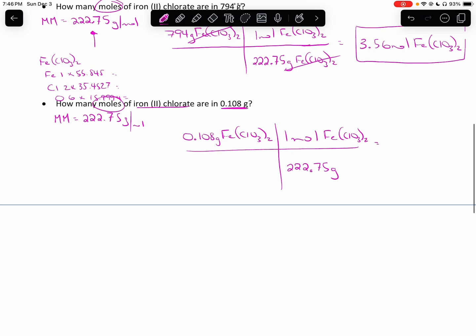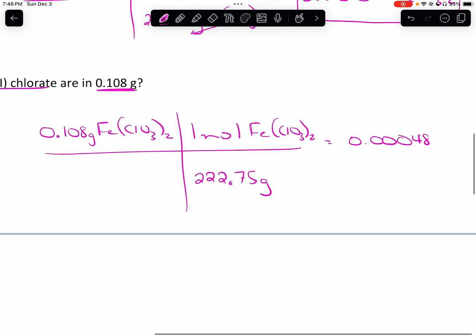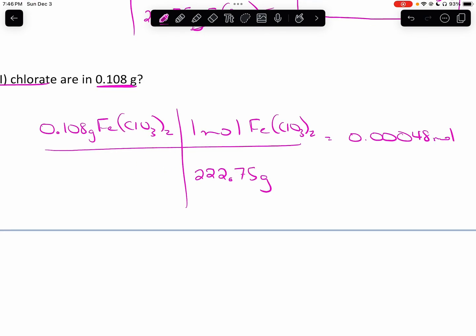This is going to give us quite a few zeros here. So we're going to say 0.000 and then 48. 48 moles. And there we have it. Hopefully fairly simple. Hopefully you remember your equivalent statements.